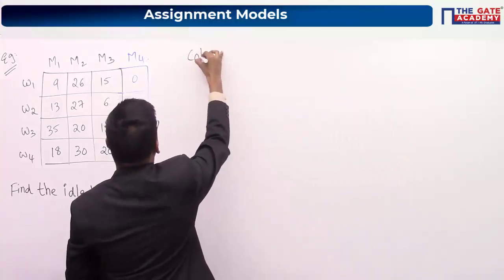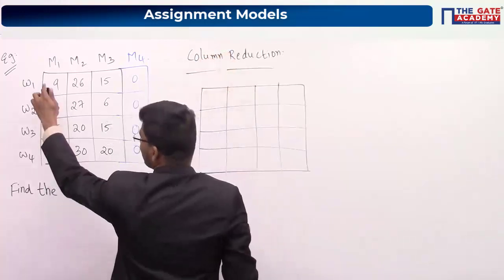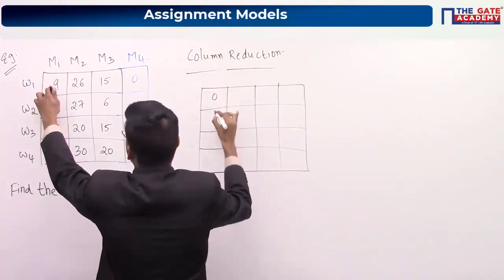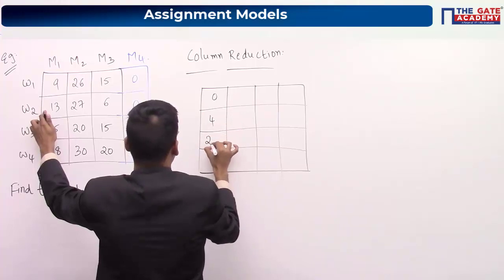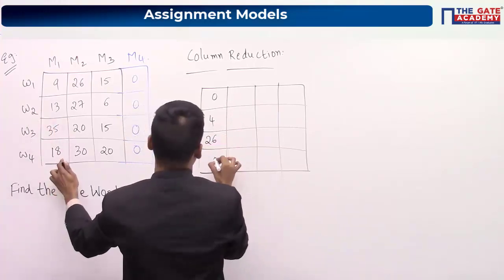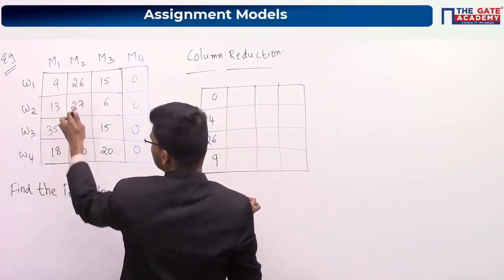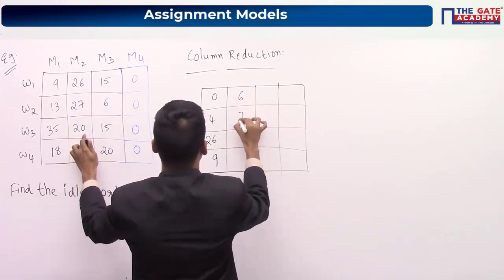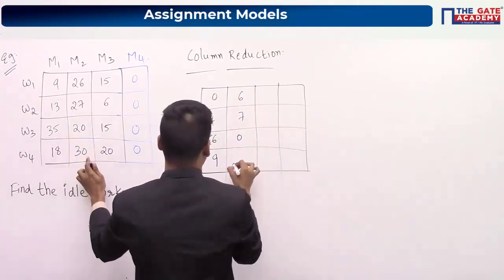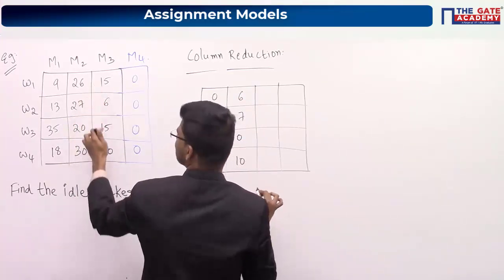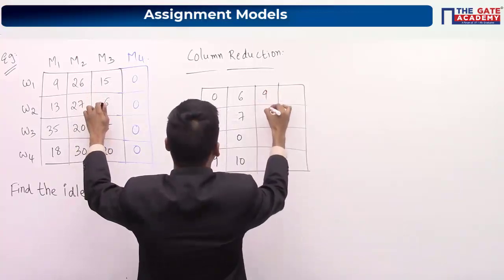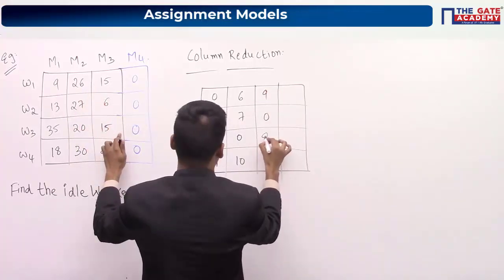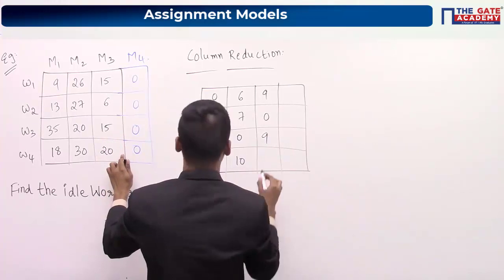So I am going for column reduction. Minimum element in this column is 9, so this will be 0, 4. I think it is 26 and 9. Minimum here is 20, so 6, 7, 0, 10. Minimum here is 6, so this will be 9, 0, 9 and 14.